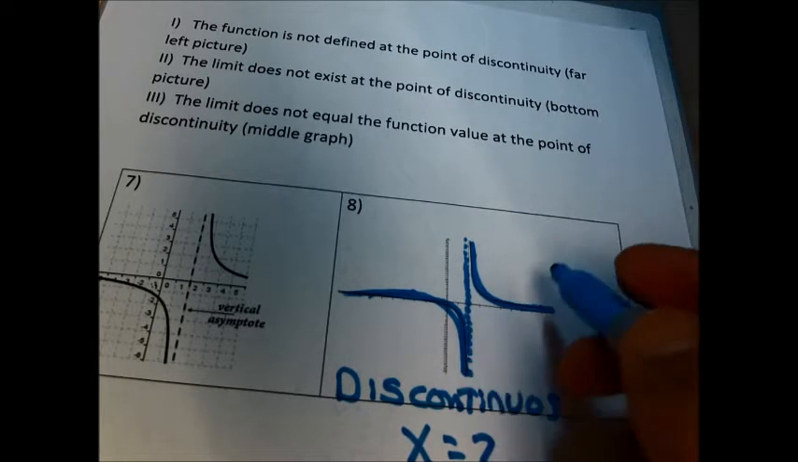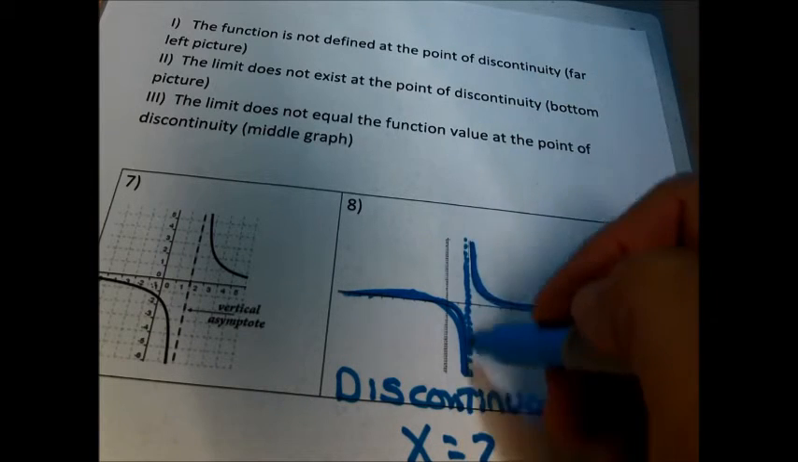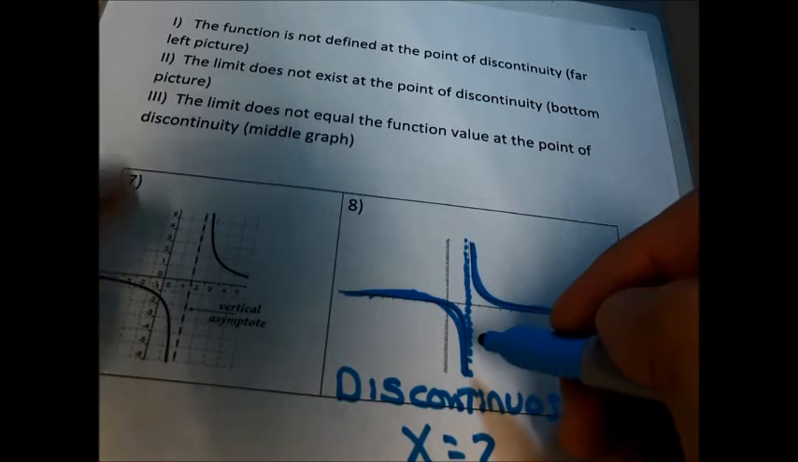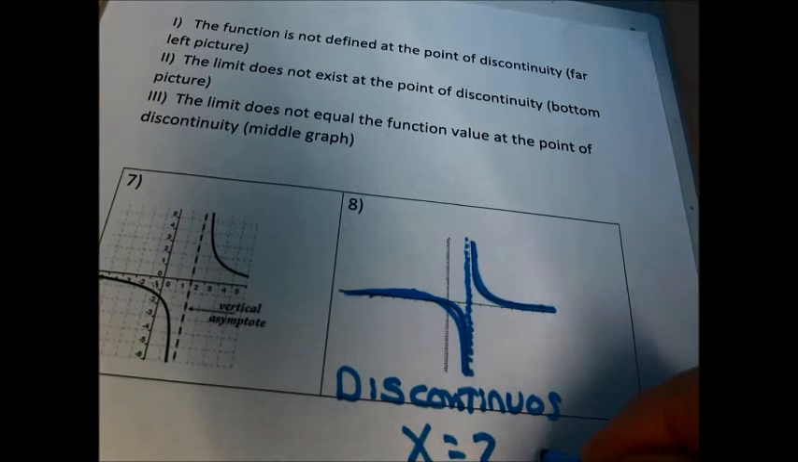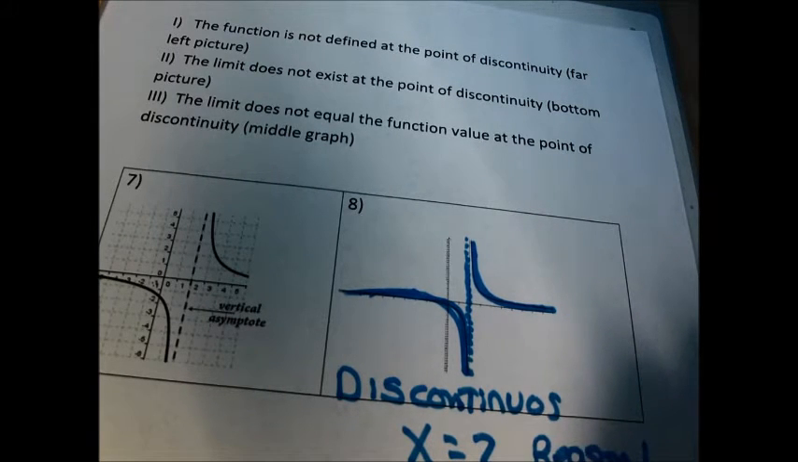And the reason it's not continuous is because if I go all the way above and below the graph through 2, the graph doesn't exist there. That's reason 1 again. The function isn't defined at a vertical asymptote. When you have a vertical asymptote drawn with a dashed line, the function doesn't exist for that value of x.